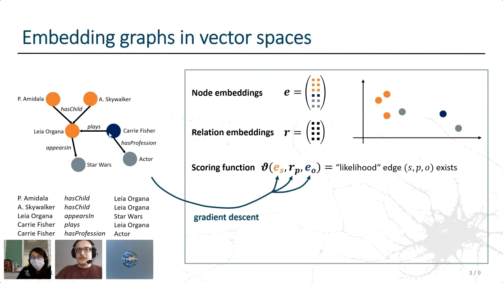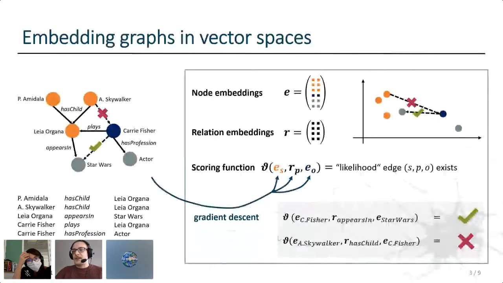We do this by using the edges that we have available, using them as a teaching signal, and then training these node and relation embeddings using gradient descent. And after training, we can then use the theta and the embeddings, for instance, to do the link prediction task simply by entering the embeddings of a subject, predicate, object that we want to evaluate. Like Carrie Fisher appears in Star Wars, we'll now get an evaluation based on the knowledge contained in the graph, which is now contained in the embeddings, whether this should be true or not.